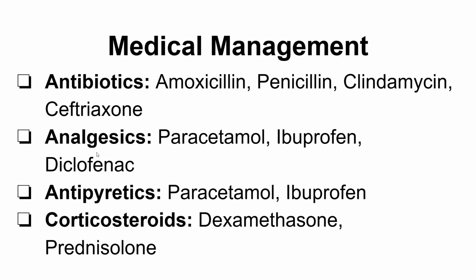Analgesics are the drugs that can be used to reduce pain. Examples: paracetamol, ibuprofen, diclofenac. Antipyretics are the drugs that are used to reduce the body temperature to normal. Examples: paracetamol, ibuprofen. Corticosteroids are the drugs that can be used in case of severe inflammation to reduce inflammation. Examples: dexamethasone and prednisolone. These steroids help reduce the throat swelling and improve swallowing.